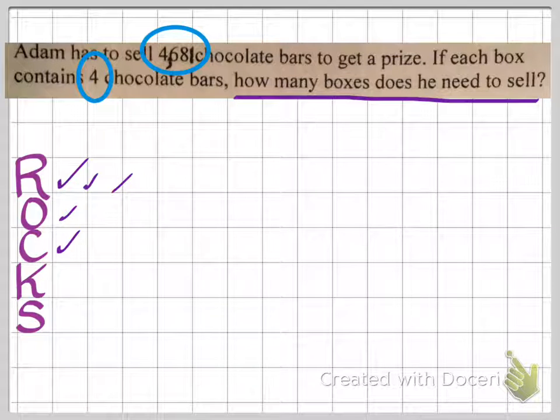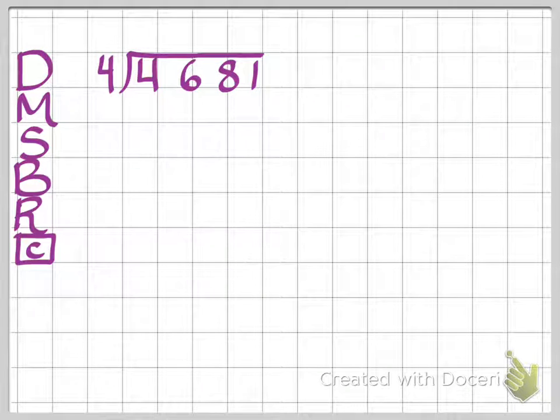Alright, so you should have circled the 4,681 and the 4. And the K stands for keep thinking and organize. So I want you to go ahead and pause me, think about what you're supposed to do, and start setting up this problem, and then come on back. Alright, you should have realized it was a division problem, so you have 4,681 divided by 4. Now I want you to go ahead and divide this problem out, and then come on back and check your work.